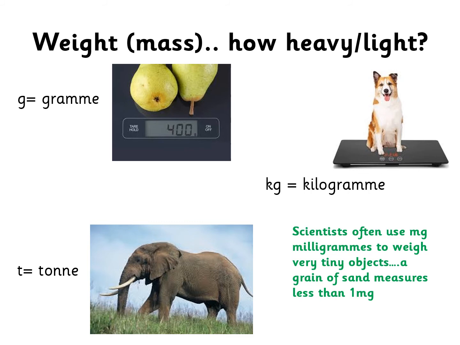Scientists often use milligrams to weigh very, very tiny objects. For example, a grain of sand actually weighs less than 1 milligram. You may have heard the older, more mature people, like myself, using weights such as pounds, stones, and ounces. They're called imperial weights, but we don't have to worry about those at the moment. We're just going to focus on the metric weights, grams, kilograms, and tonnes.